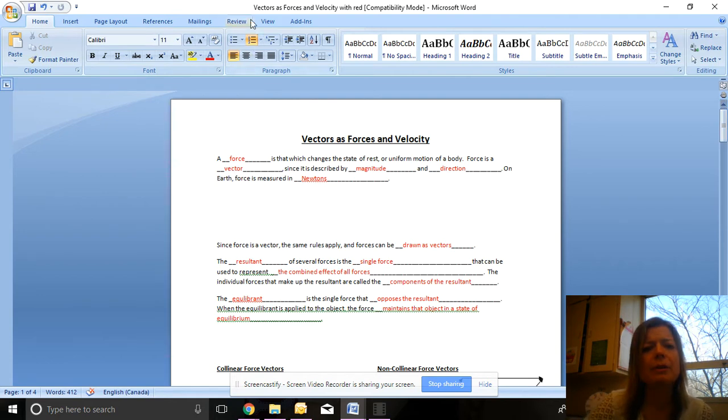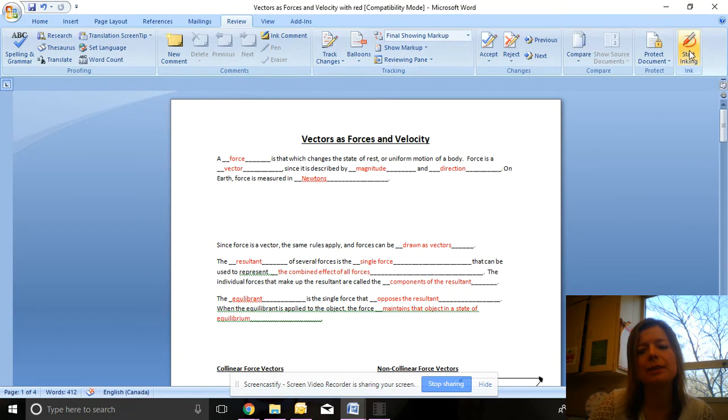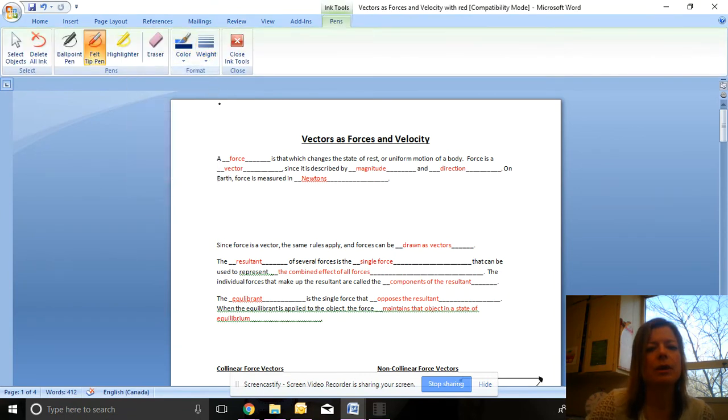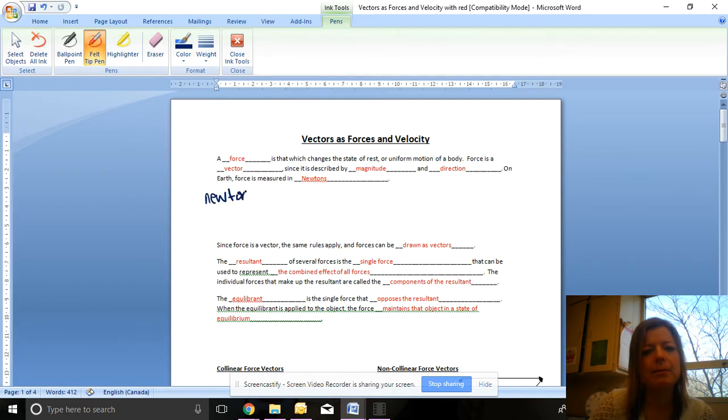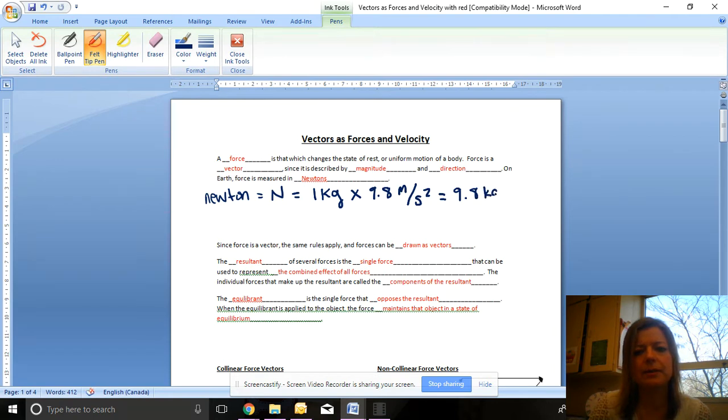On Earth, we measure force in something called newtons. A newton is represented by the capital letter N. You figure it out: if it's 1 kilogram, then it gets multiplied by 9.8 meters per second squared, which is the acceleration due to gravity. Therefore, you get 9.8 kilograms times meters per second squared.